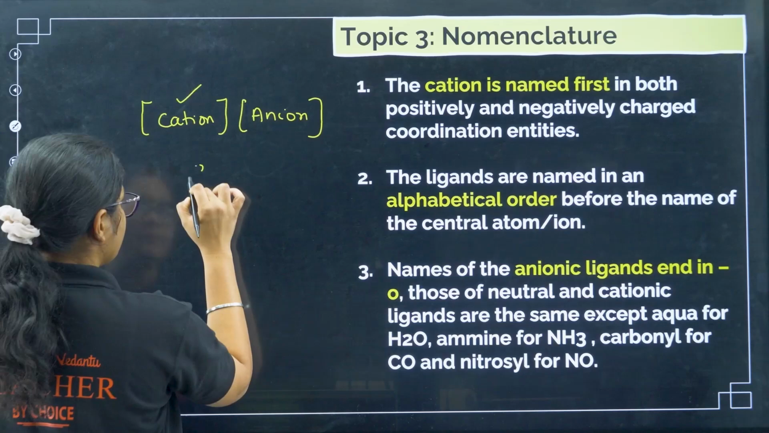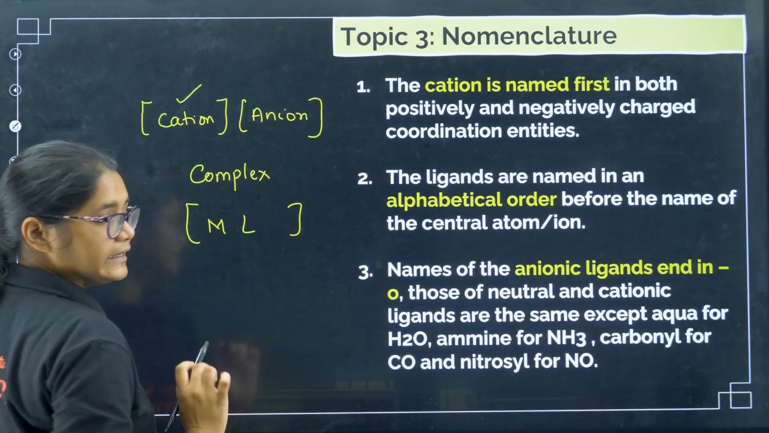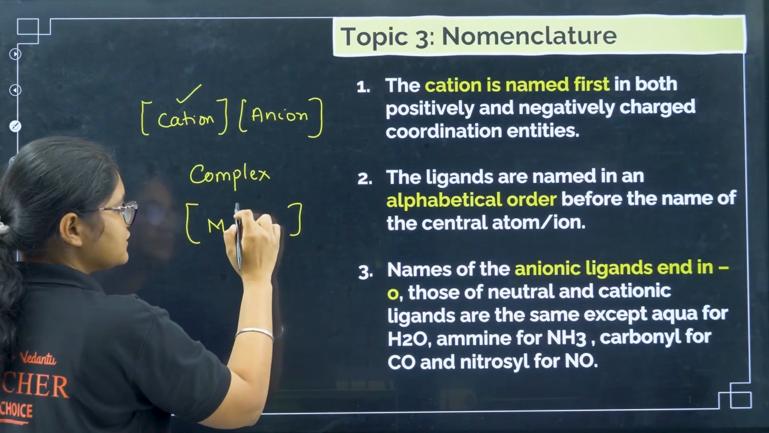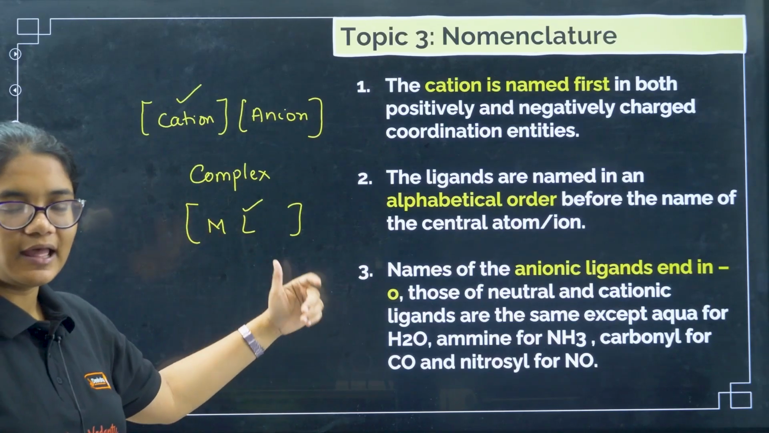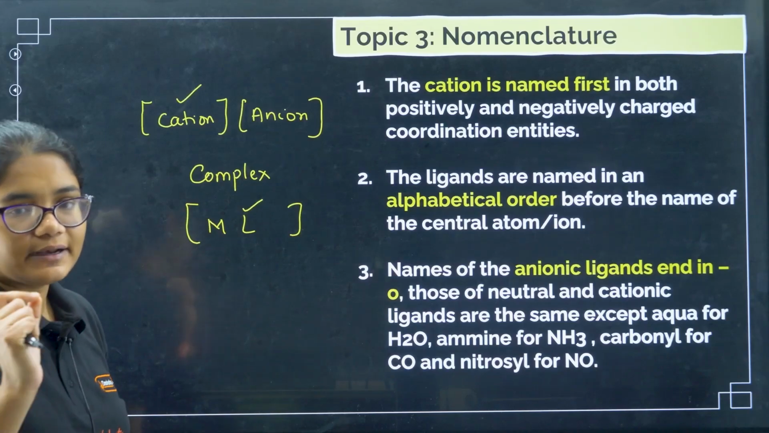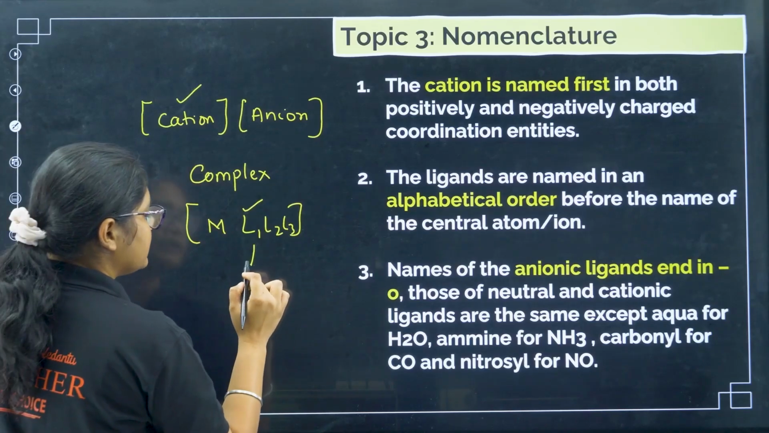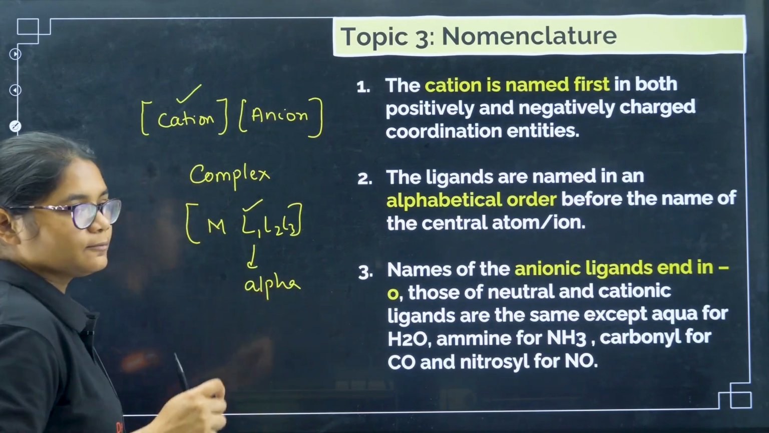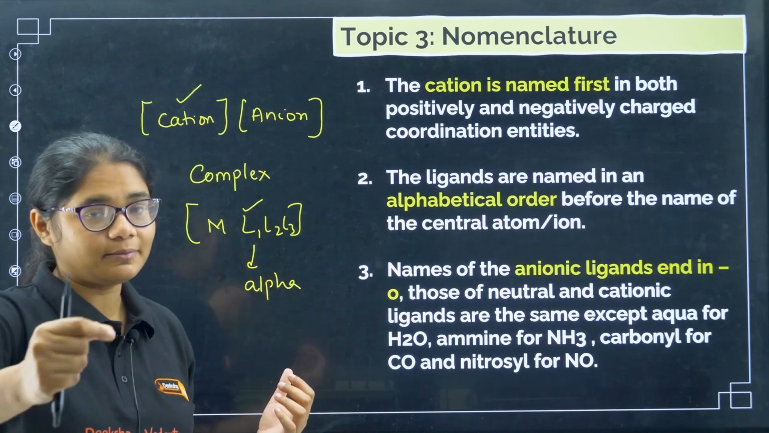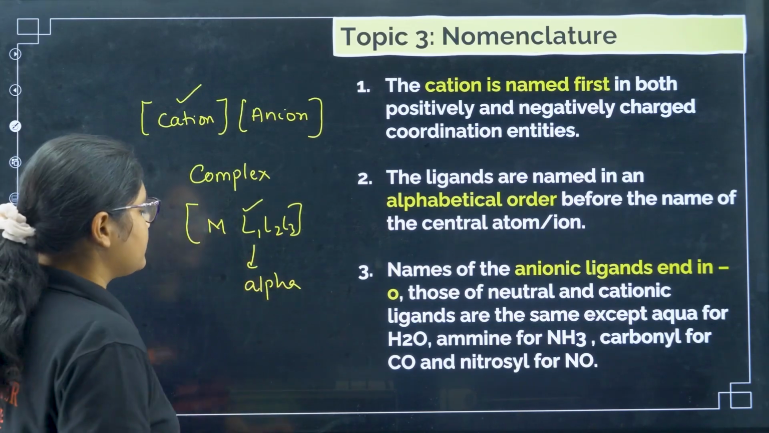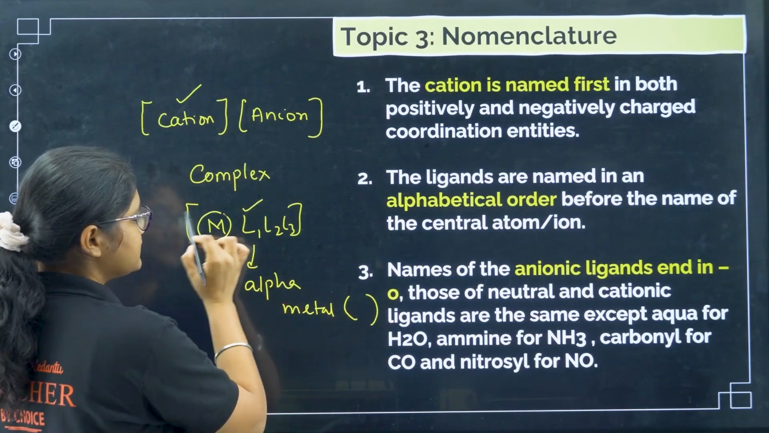Now, whenever you are naming the complex, it has 2 parts: your metal and your ligand. The first thing you have to name is the ligand, and then you write the metal's name. So first all the ligand names should be written and then the metal name. If there are 3 ligands, L1, L2, L3, the ligand names should be written in alphabetical order. Suppose amine is there, so amine will come first, then bromido, then chlorido. After that you write the metal name, and in the bracket you write the oxidation state of the metal.